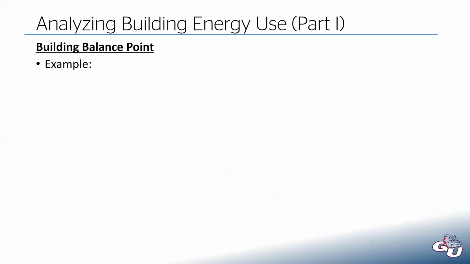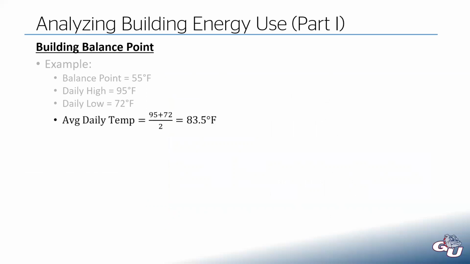Real quick example, balance point, let's assume it's 55. We'll talk a little more here in a moment about how you determine your balance point. Your daily high, 95 degrees. Your daily low is 72.